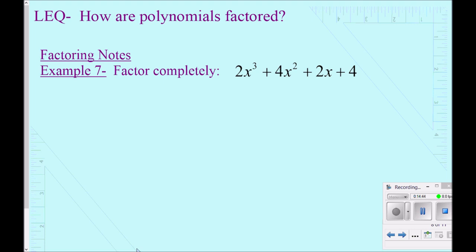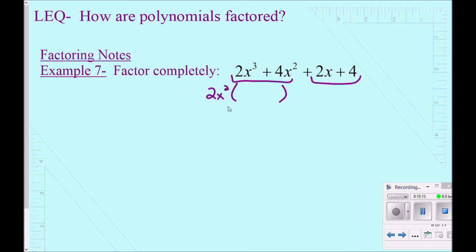Same thing here. Check for GCF. I don't see a GCF. Well, actually I do. I see a 2. I could pull a 2 out, but I actually don't even really need to. I could pull a 2 out or not. But what I am going to do, because there are 4 terms, is group. Now I'm going to pull the GCF out. Not such a big deal to pull it out at the beginning because I'm going to do it right now. Looks like 2x squared.